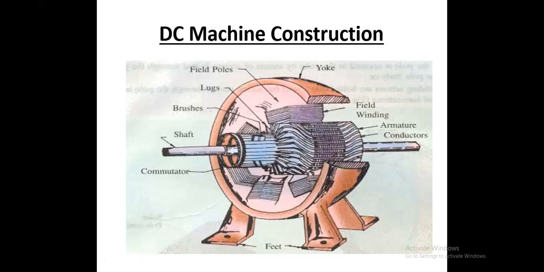Similarly, the yoke part is also available in the construction of a transformer. The core is hung or supported by the frame of the transformer, that is the yoke. Then these are the field poles. Field windings are made on the field poles, and the winding is wound on these poles. These are the poles, the set of winding of poles.